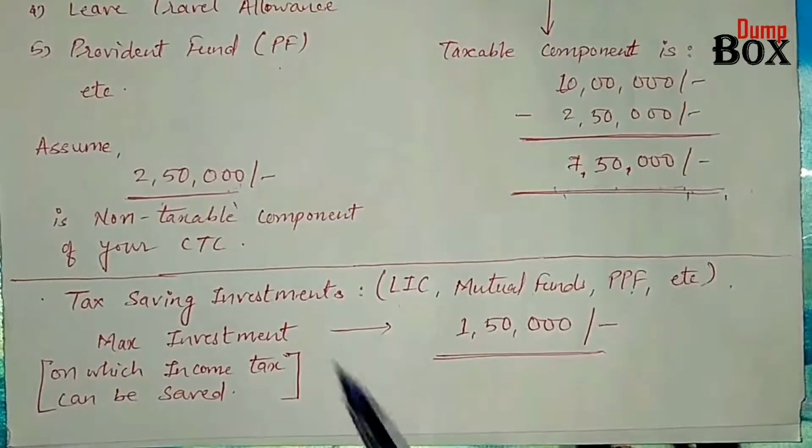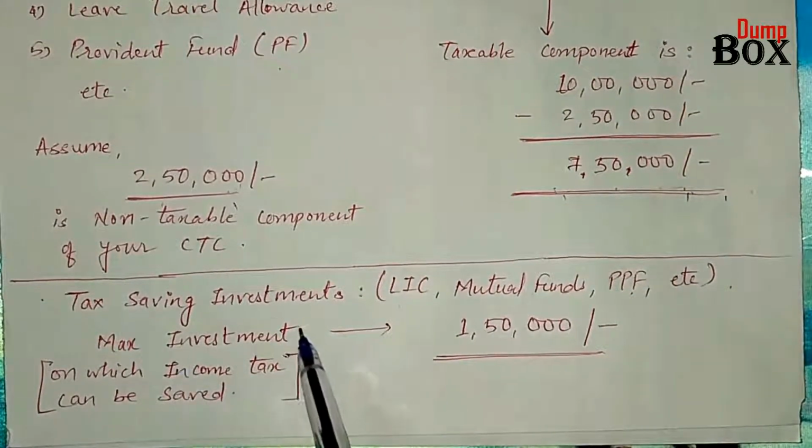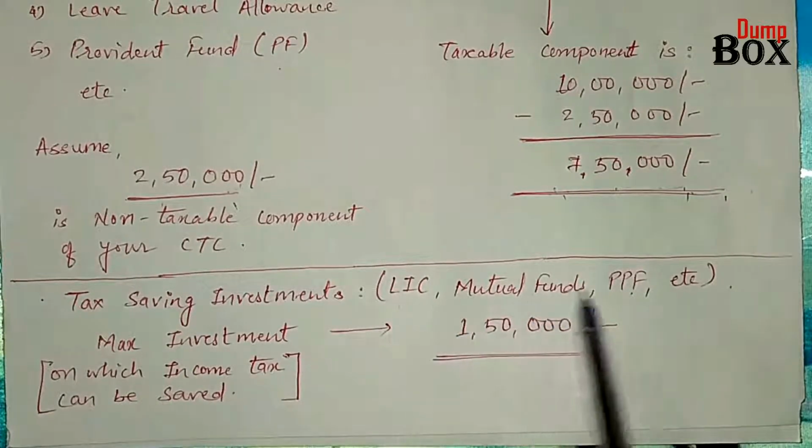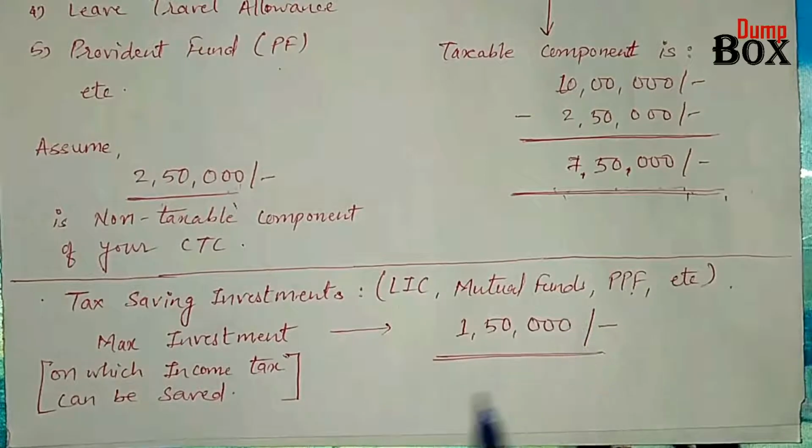to save tax, there are some investments available like LIC, mutual funds, PPF, which can be used to save tax. The maximum limit given by the government is 1.5 lakh. That is, you will get tax benefit on investment up to 1.5 lakh only. If you invest more than 1.5 lakh, then also you will get tax benefit up to 1.5 lakh only.